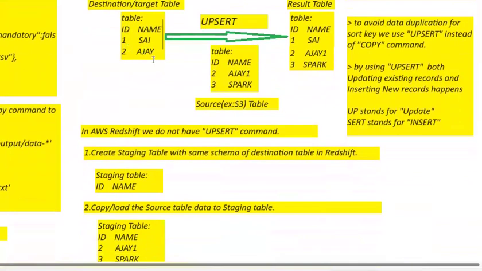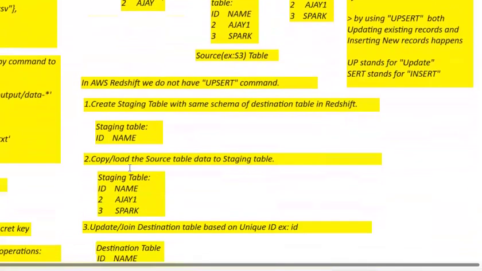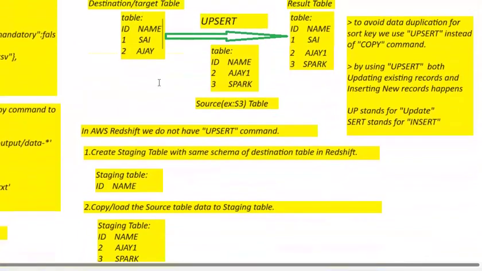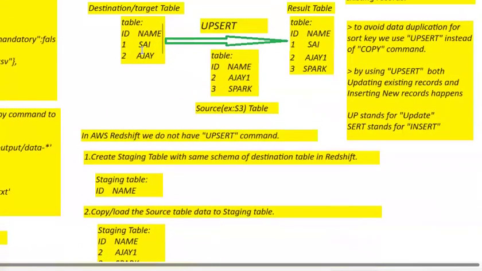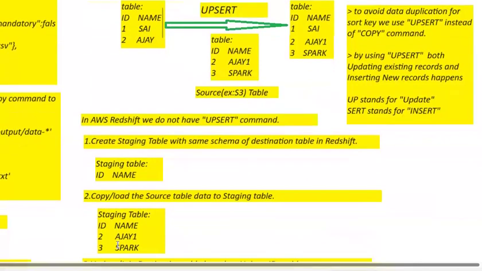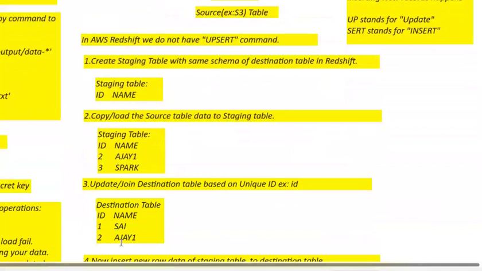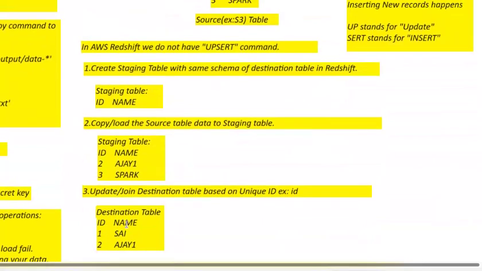So based on that, we did the updating. What updating are we doing? We are doing the destination or target table updating. After checking the unique IDs, we got 2 as common between them. So in place of Ajay, what value is updated? Ajay one is updated. Now you can see here the destination table will look like this. After the updation, your data will look like this.